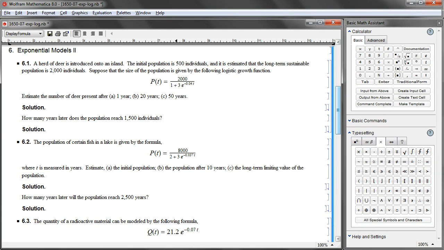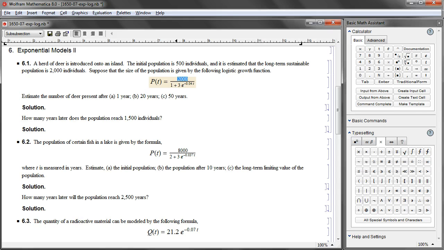Here's an example. A herd of deer is introduced onto an island. Initial population is 500, and it is estimated that the long-term sustainable population is 2,000. So that's the mature population, and that goes to the numerator.